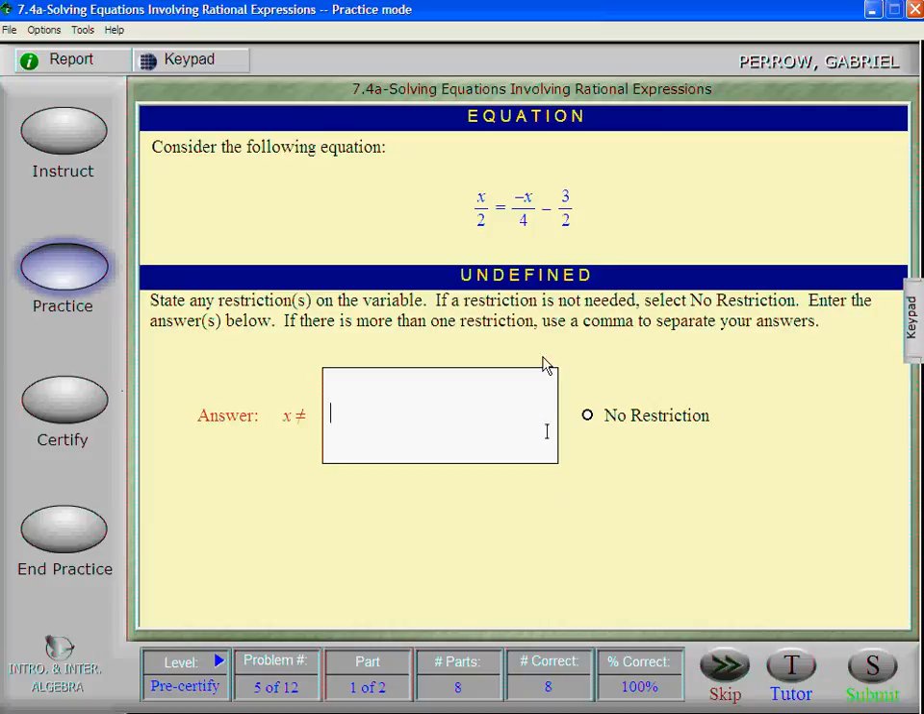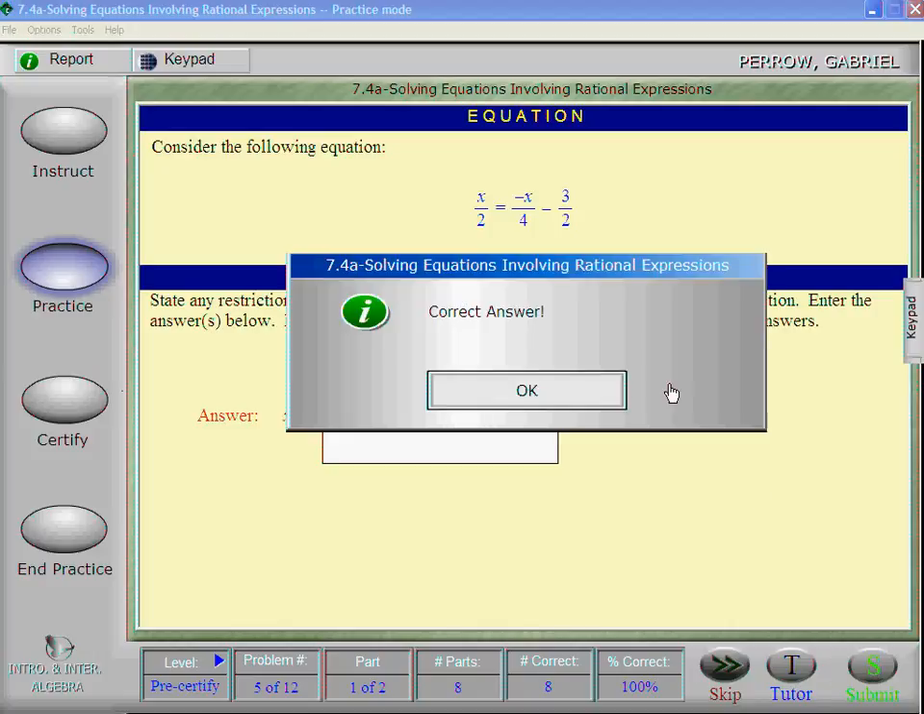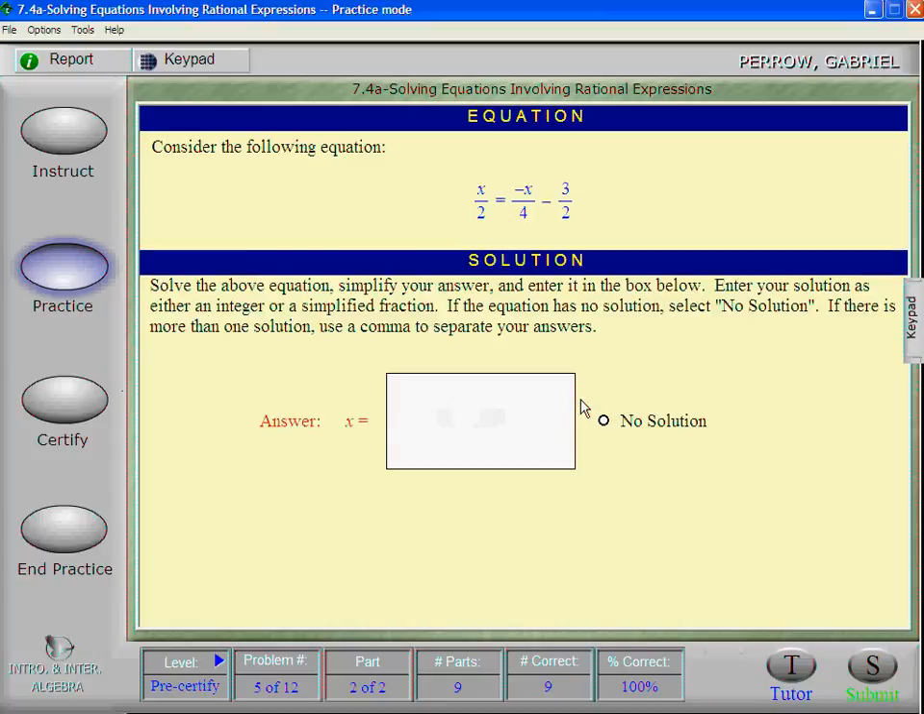Here's another one that's fairly basic. How many of the denominators have x on the bottom? None of them, so we can say no restrictions at all. That's always nice. So we don't have to worry about any problems with the answer we get.